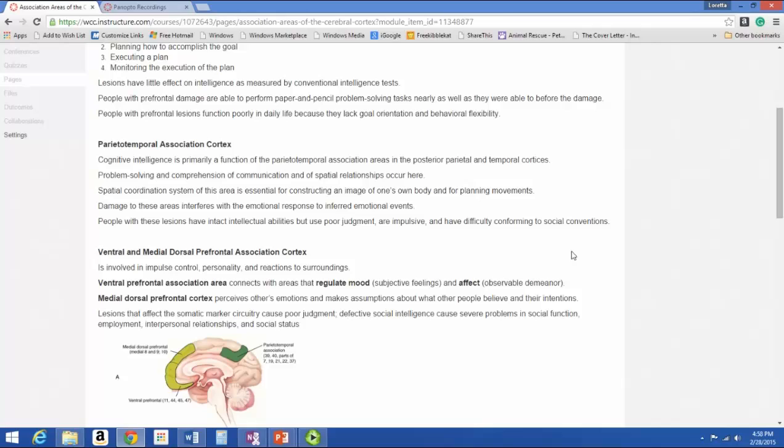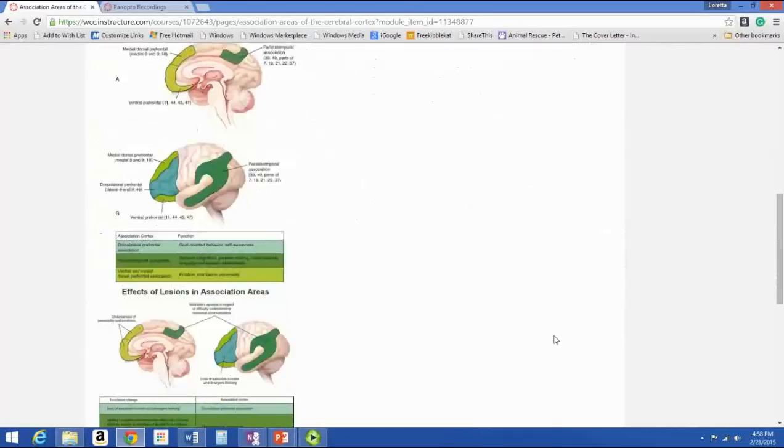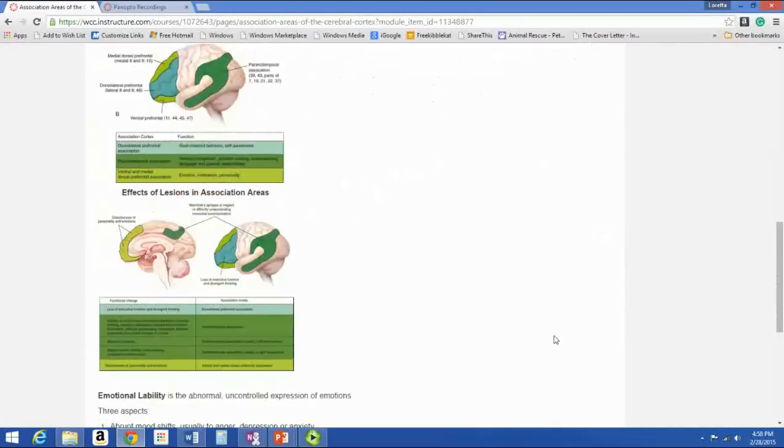So lesions in this area can cause poor judgment, defective social intelligence is what they call it, where you just can't interact with other people in a normal way. People have trouble maintaining employment because of that, and their interpersonal relationships, and their social status. So it can be a really challenging area to have a lesion in. So, again, I love these charts about the effects of the different lesions, which is pretty neat.